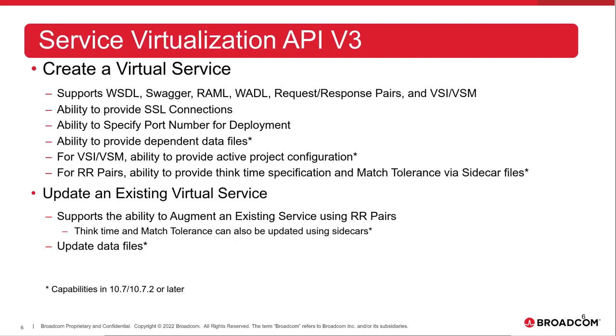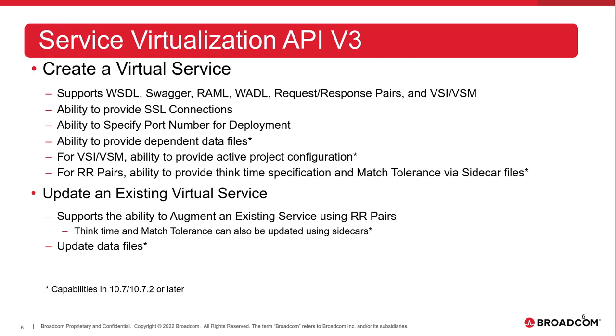So let's talk about what's in the V3 API. Now, one thing you'll notice, there are asterisks. When I talk about the capabilities with asterisks, the reason those are there is those are only available in our 10.7, 10.7.2, or later, right? So if you are on 10.6, a lot of the capabilities are still there, but not all of them. And so let's talk about first what's in the V3 API.